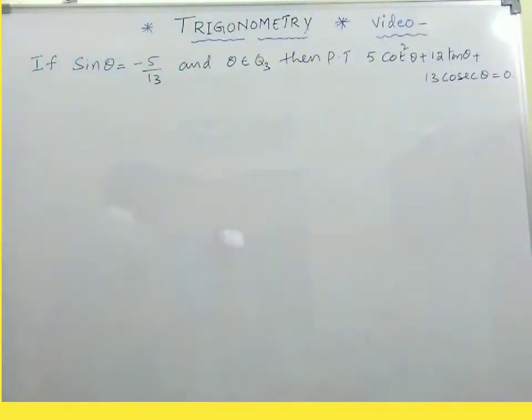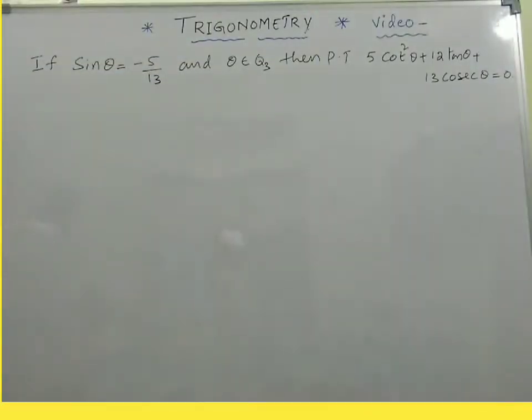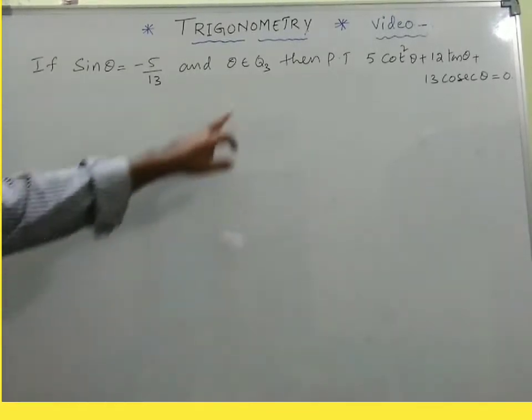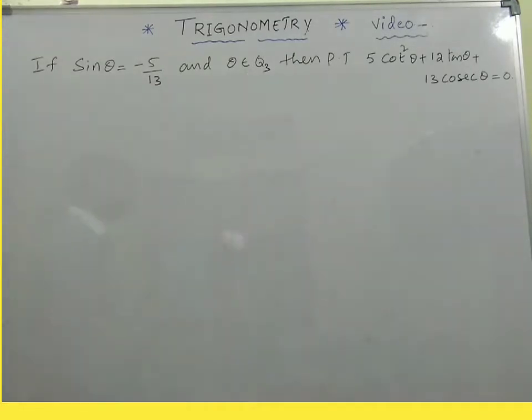Then here is question number 4. If sin theta is equal to minus 5 by 13 and theta belongs to the third quadrant, then prove that 5 cot square theta plus 12 tan theta plus 13 cosecant theta is equal to 0.